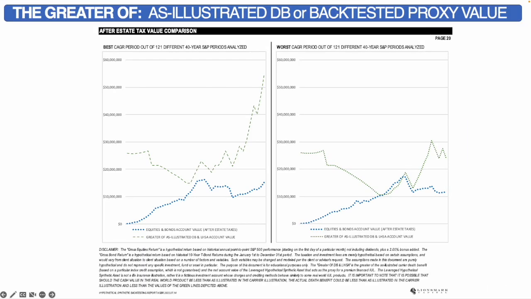So on the left-hand side of the screen, the green dashed line is the greater of the as-illustrated death benefit and the simulated cash value during the best 40-year period of the 121 periods we analyze. The blue line is the same contributions going into that non-insurance-based investment account after taxes, after fees. On the right-hand side, same depiction. That is during the worst 40-year period out of the 121 different periods that we analyzed. So if they're doing this purely for death benefit purposes, it's pretty hard to argue when you look at the numbers there.